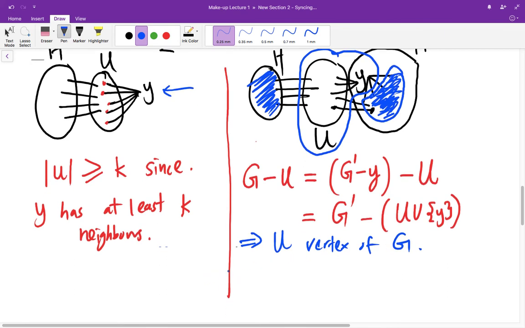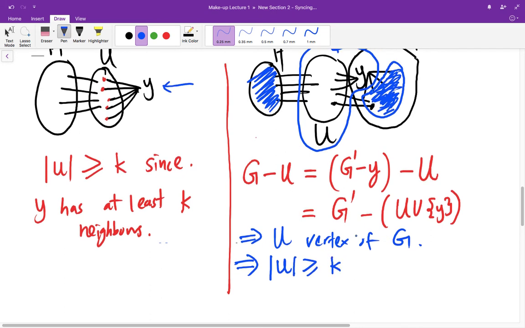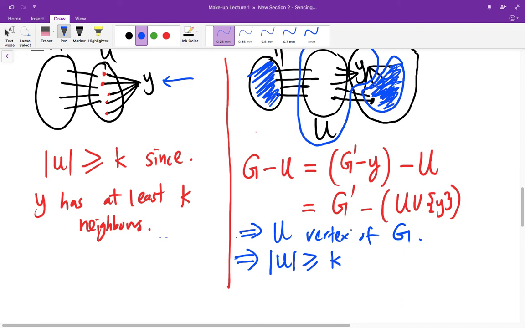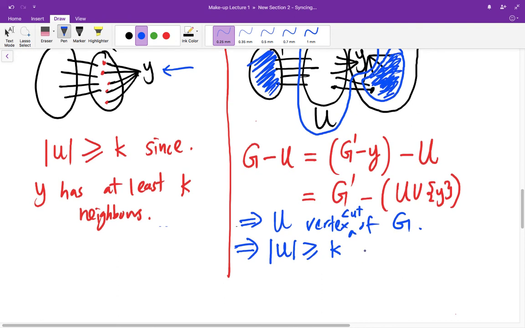But remember, G is k-connected, which means the connectivity of G is at least k, and therefore the size of U must be at least k. The connectivity is the minimum size of a vertex cut, and U is a vertex cut of G, so the size must be at least k, since G is k-connected. And we are done. We have proved that the size of U is at least k in the second case. Hence, the result follows. All right.